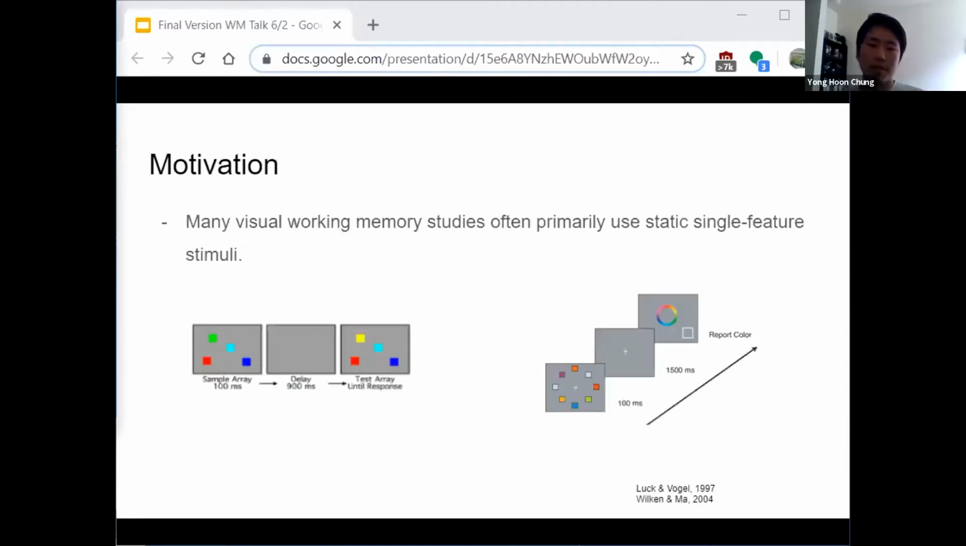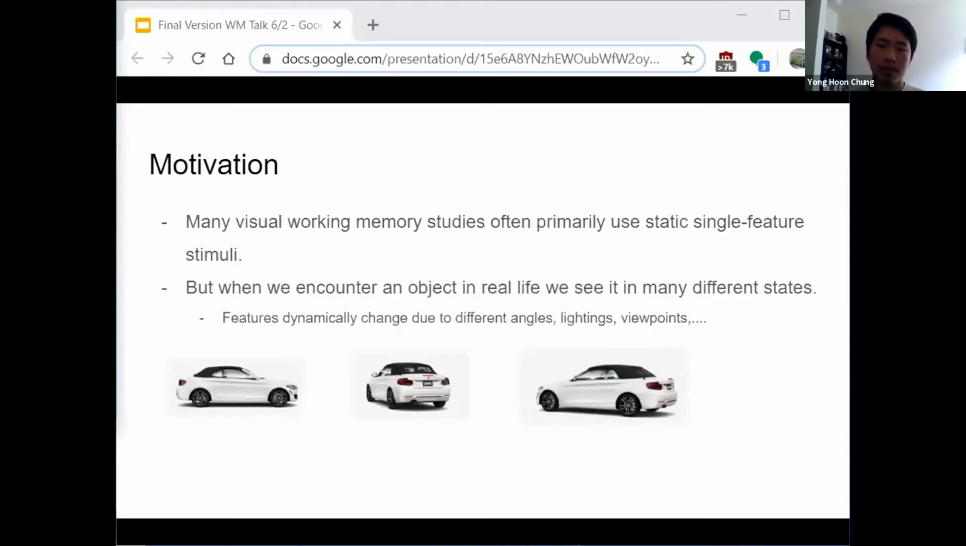A lot of visual working memory studies primarily use static and single feature stimuli, such as this change detection task or the continuous color report. But when we encounter an object in real life, we actually see it in many different states. This is because its features dynamically change due to different angles, lightings, viewpoints, and so on.